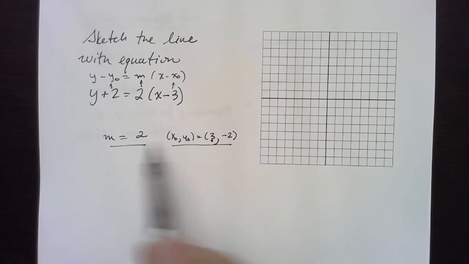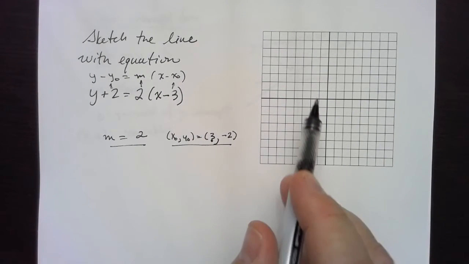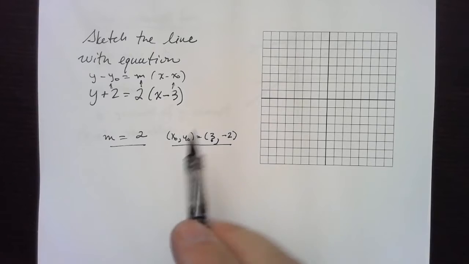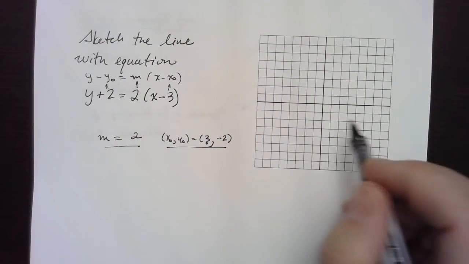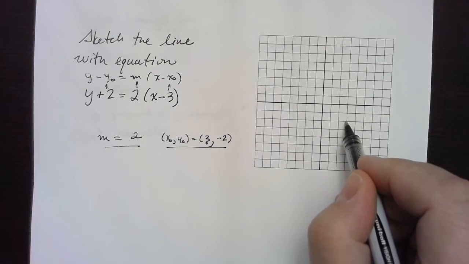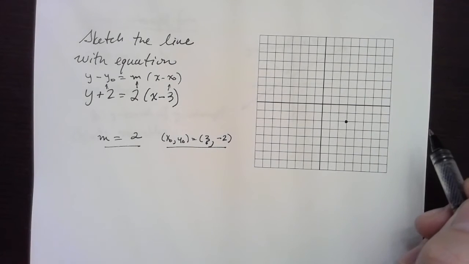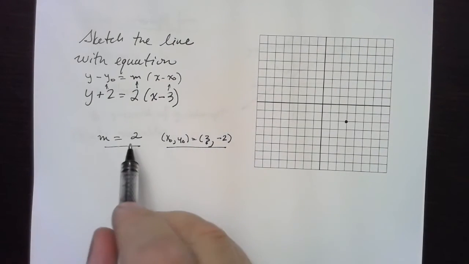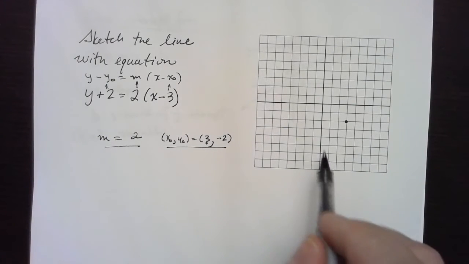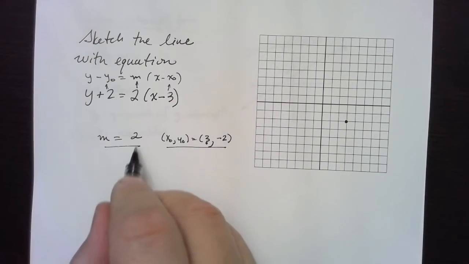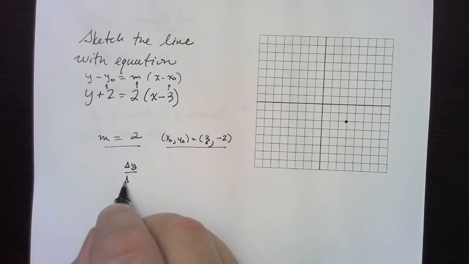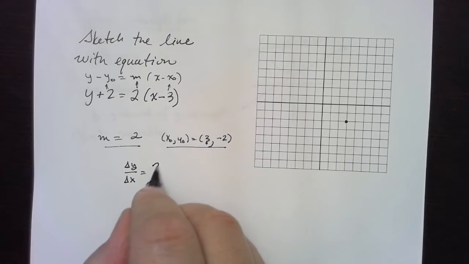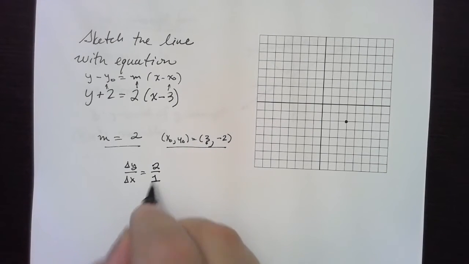So, how do we draw the line given this information? Well, we start with the point that we know is on the line. We know that 3, minus 2 is a point that's on the line. And then we write this slope as change in y over change in x, and we use it to create more points that are on the line. Now this is not a fraction, and so I'm going to make it be over 1. So this is 2 over 1.